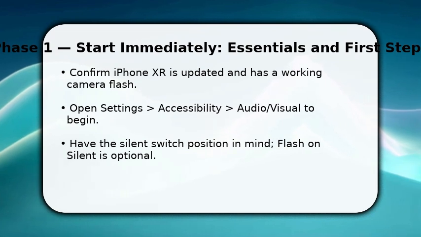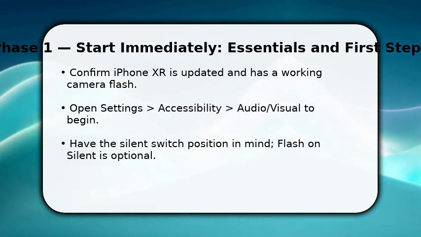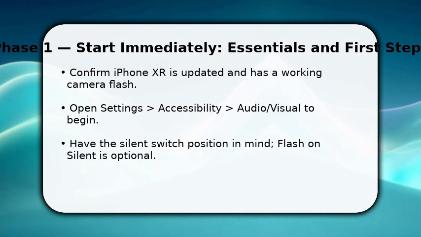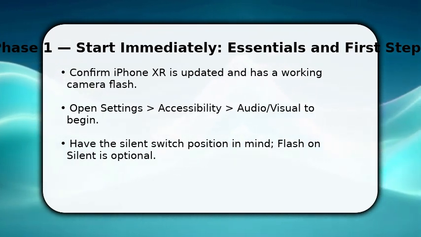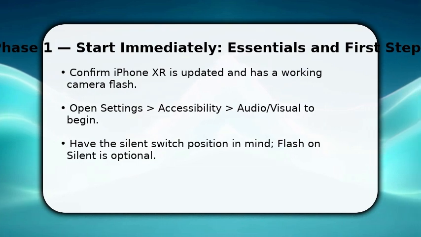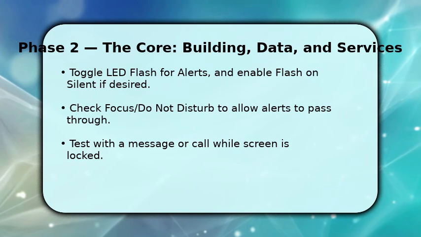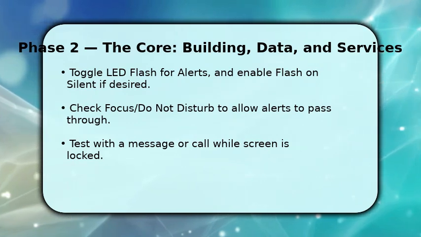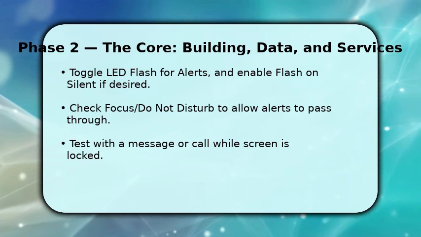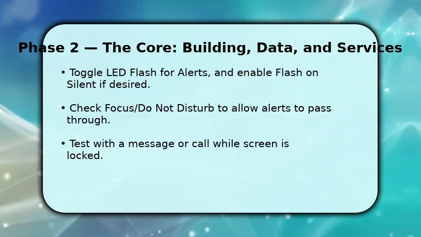Tap into Audio/Visual and pause. The next step is enabling LED flash for alerts. This ensures visual cues for calls and messages, especially when sound is off or for hearing accessibility. Now enable LED flash for alerts by switching the toggle on. Also enable flash on silent if you want the LED when the mute switch is active.